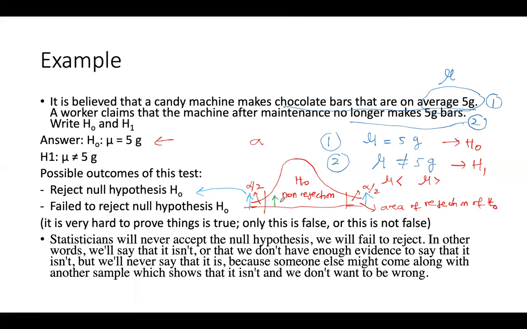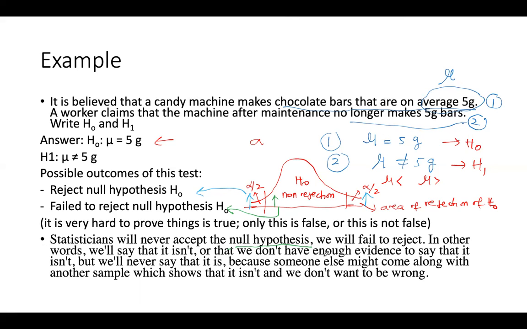So we don't say we accept H null, but we say that we fail to reject the H null hypothesis. Okay, so the statistician will never accept the null hypothesis. So we will say that we fail to reject. In other words, we'll say that we don't have enough evidence to say that it isn't, but we'll never say that it is, because someone else may come along with another sample which shows that it isn't, and we don't want to be wrong.